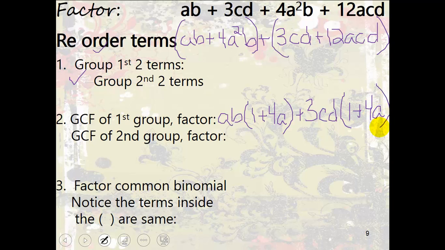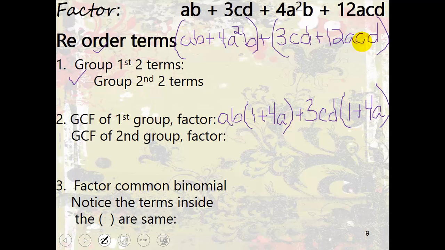So here's what I did. I factored out an ab, right? So a divided by a is 1, b divided by b is 1, 1 times 1 is 1. 4 divided by 1 is 4, a squared divided by a is a, b divided by b cancels, that's a 1. 3 divided by 3 is 1, c divided by c is 1, d divided by d is 1. 1 times 1 times 1 is 1. 12 divided by 3 is 4, a divided by 1 is a, c and d both cancel.